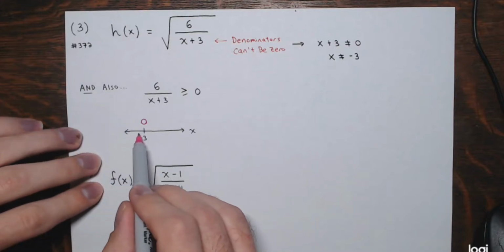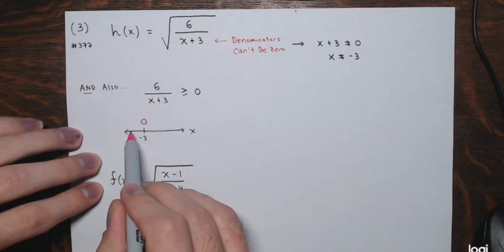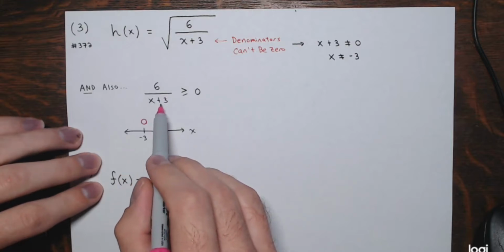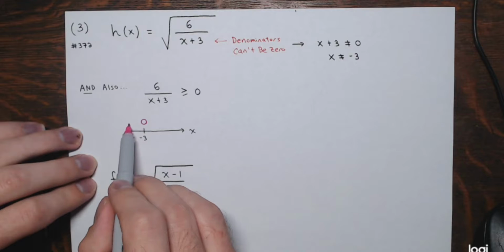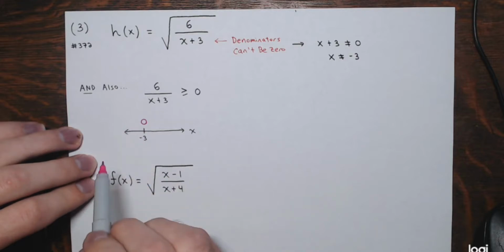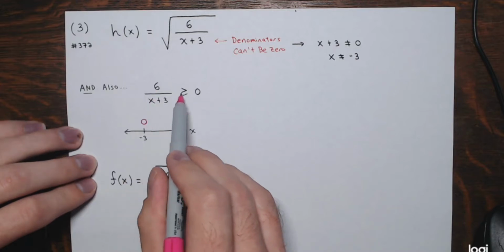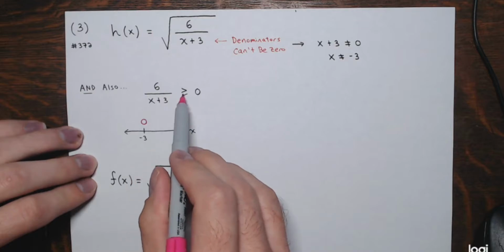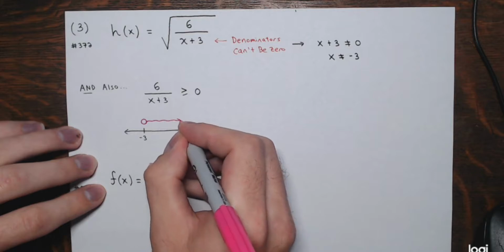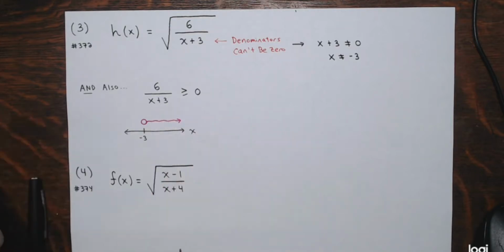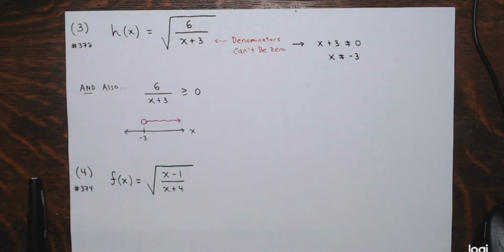And then I'm just going to take all these critical values and plug in values around them. Plug in negative 4. You'd have 6 divided by negative 1, which is negative 6. Is negative 6 greater than or equal to 0? No, it's not. So there aren't any solutions to the left of negative 3. And how about to the right of negative 3? Well, how about 0? Plug in 0. 6 divided by 3 is 2. 2 is greater than or equal to 0. Yeah. So all the solutions are this way. The solutions of this inequality are to the right of negative 3, for values of x.